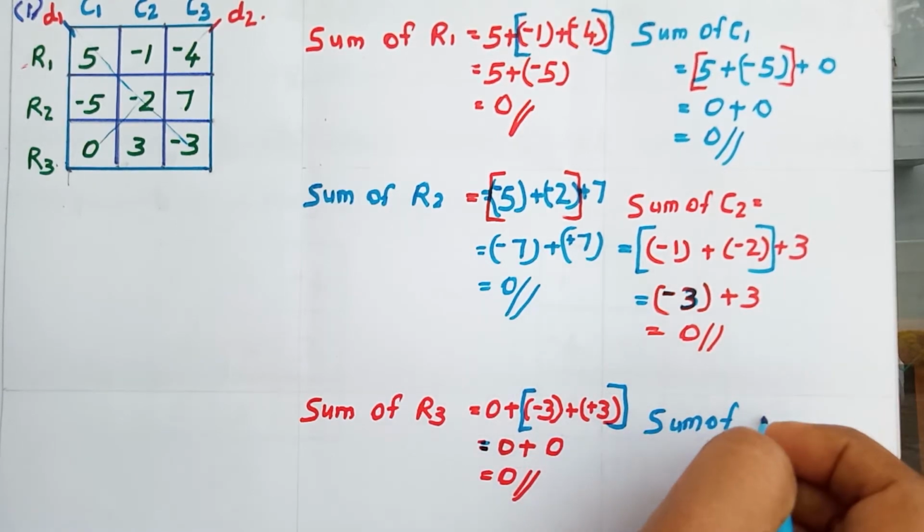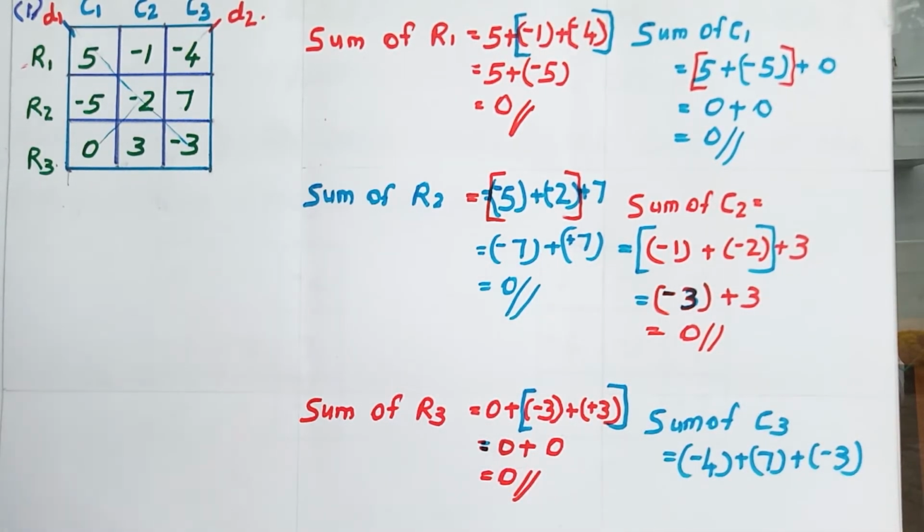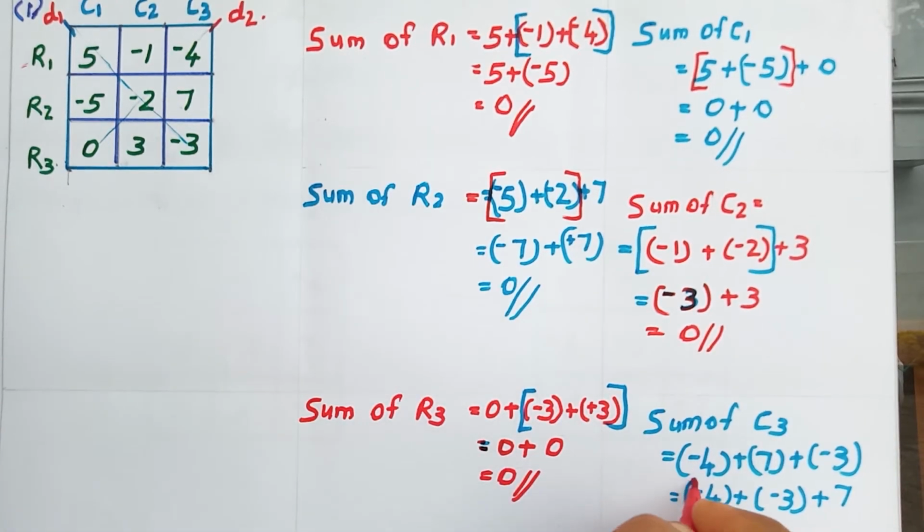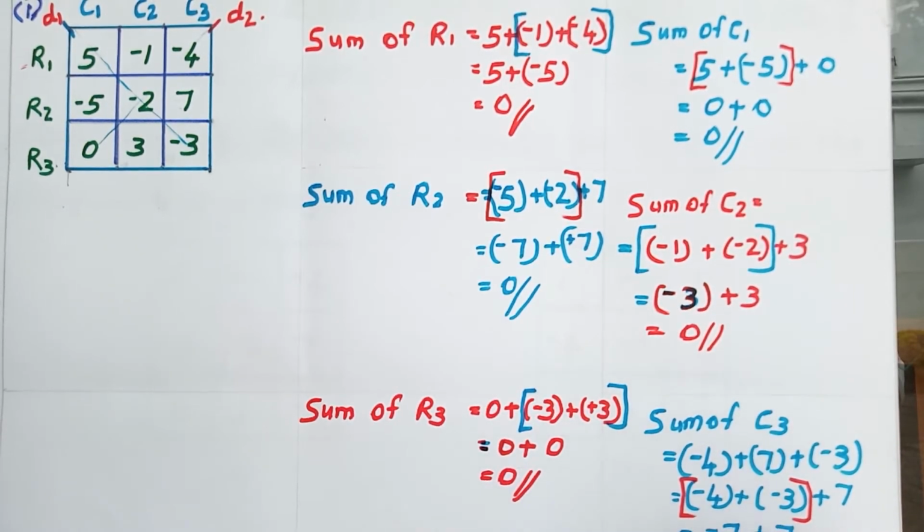Sum of the numbers in C3. So we can collect the negative numbers first, that is -4 plus -3 plus 7. Now keep these two negative numbers in a bracket. Then -4 plus -3 will give us -7, plus the remaining number 7. So the answer will be 0.